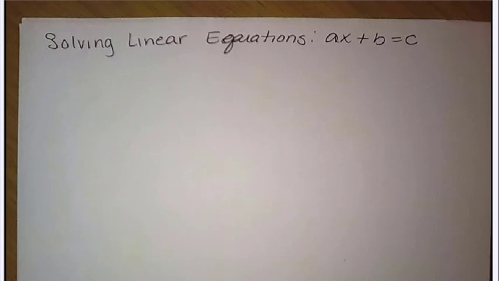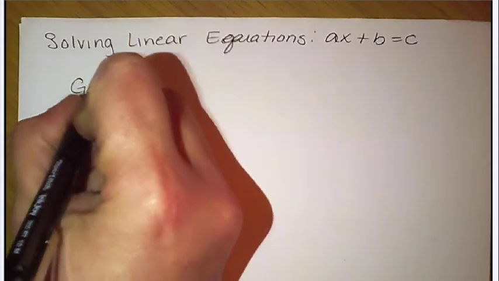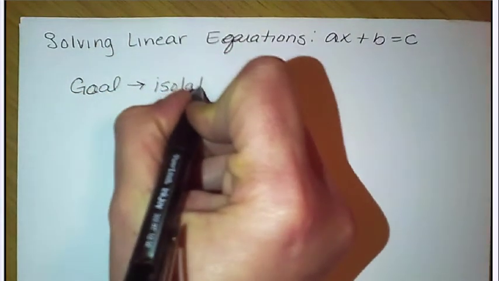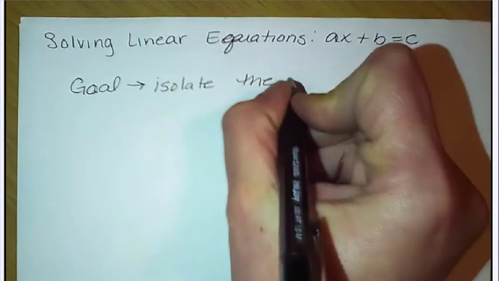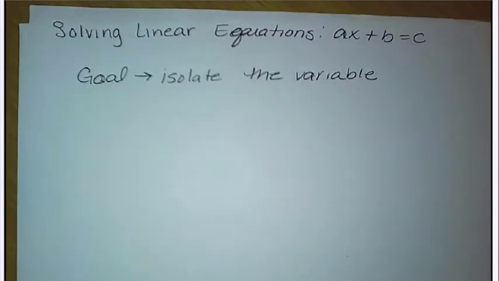So in this video, we're going to be looking at solving basic linear equations of the form ax plus b equals c. Before we get started, I just wanted to remind you of a couple things from the previous video. One of them, remember that our goal is to always isolate the variable. So everything we do in terms of solving an equation is all about getting that x or y or w all by itself on one side of the equation.